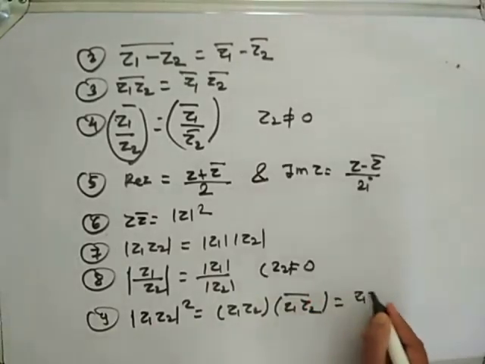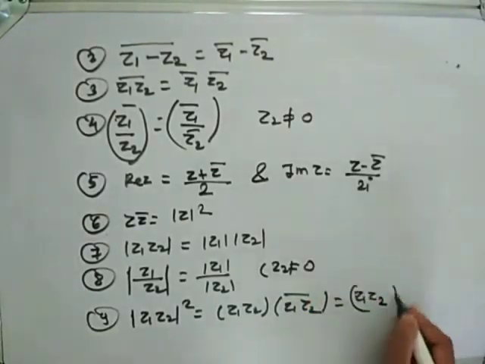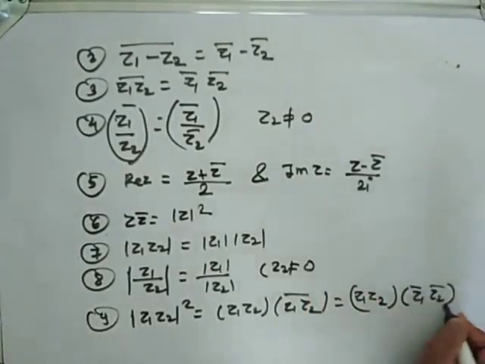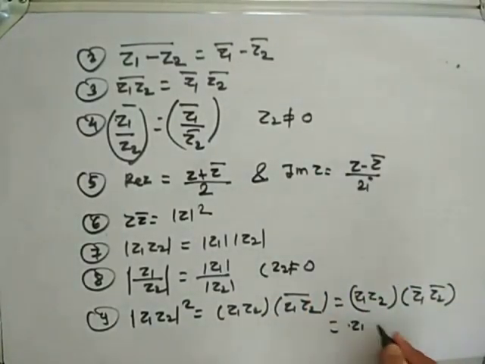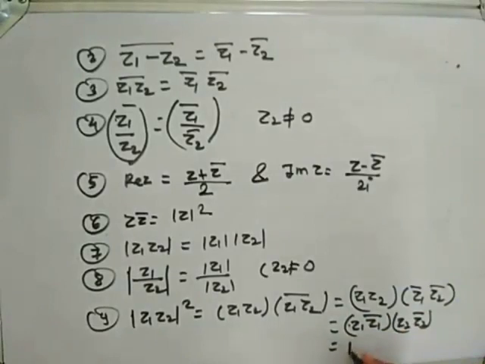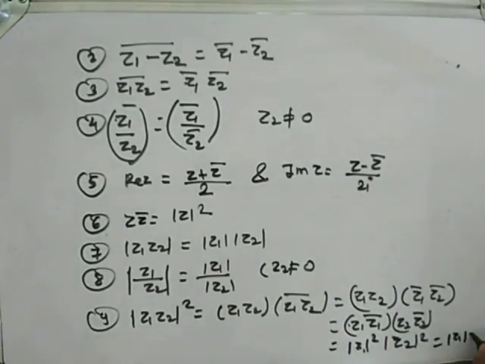Nine, modulus of z1 into z2 square is equal to z1 into z2 into conjugate of z1 into z2. This is nothing but z1 into z2 into z1 bar into z2 bar, which is equal to z1 into z1 bar, z2 into z2 bar. This is nothing but modulus of z1 square into modulus of z2 square. So we can write this as mod z1 into mod z2 bracket square. So mod z1 into z2 square is equal to modulus of z1 into modulus of z2 bracket square.